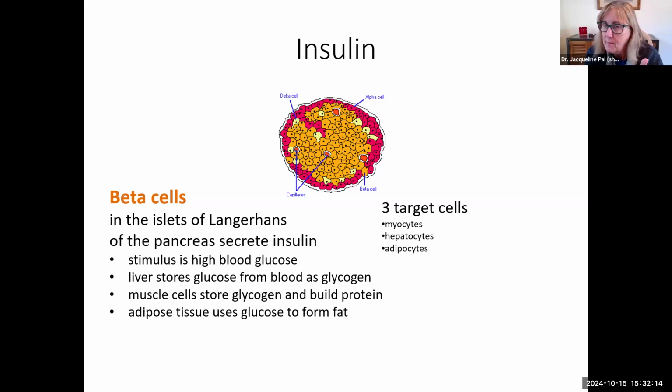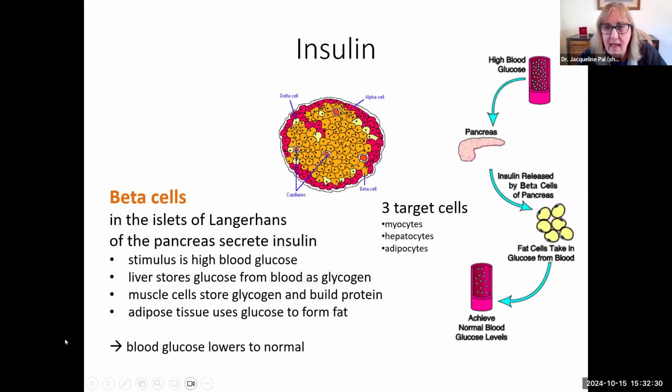No. Insulin binds to its receptor on the target cells. And when it binds to its receptors, it's like turning a key in the lock and opening the door to that cell so that glucose can enter that cell. And that is how the blood glucose lowers to normal, is those cells take up glucose from the blood.